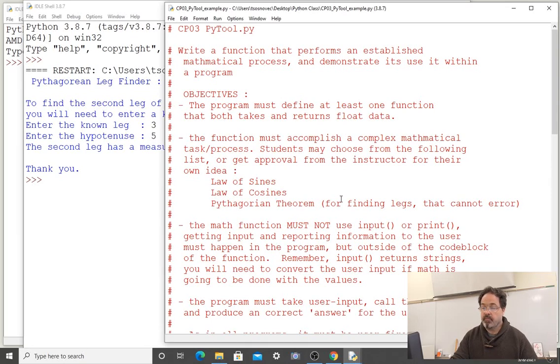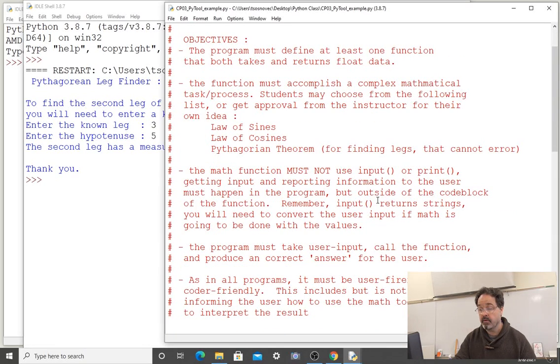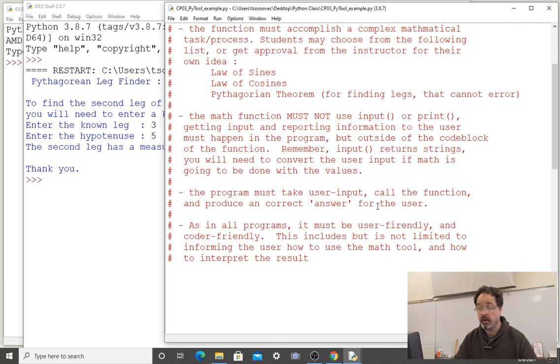The function must accomplish a complex mathematical task or process. Students may choose from the following list or get approval from the instructor for their own idea. So law of sines, law of cosines, Pythagorean theorem, but not for finding the hypotenuse. It's a little bit too simplistic. The Pythagorean theorem for finding legs that cannot err. And we'll run my example and show what I mean by not being able to error.